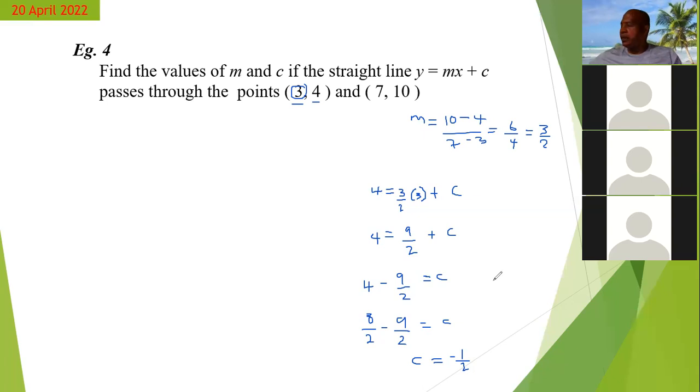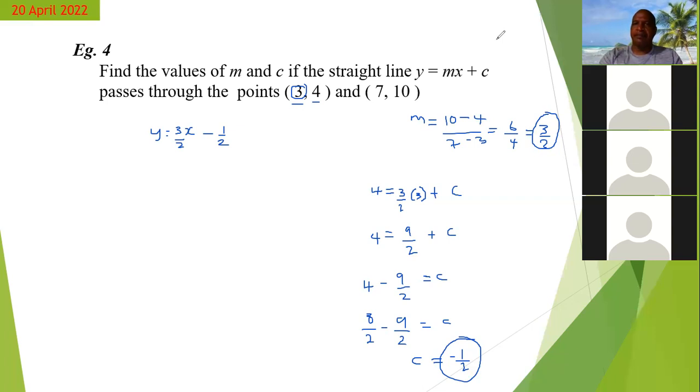All right, guys. The time is kind of slipping away, so let me just quickly go through the process. So based on this, we have m equals 3 over 2, c equals negative 1/2. What is our equation? Y equals 3 over 2x minus half, sir. Minus 1 over 2. Good. So that would be the equation.